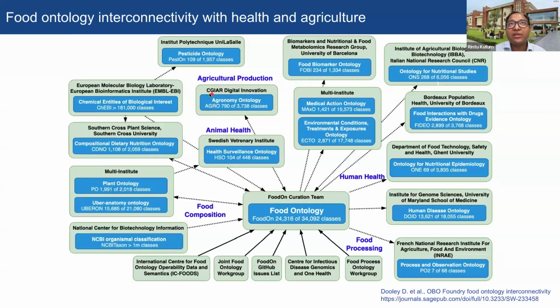Then you can have agriculture, which is CGIAR digital innovation, with agronomy ontologies, which contain a lot of already existing defined classes and terminologies. Then, more importantly, on the health side, you have ontologies for nutritional epidemiology. Then you can connect directly with the human disease ontologies, or you can have food interactions with the drug evidence ontology. And all of these are interoperable, because the terminologies developed in food ontology were repurposed for other domains, keeping in mind that all of these are integrated.